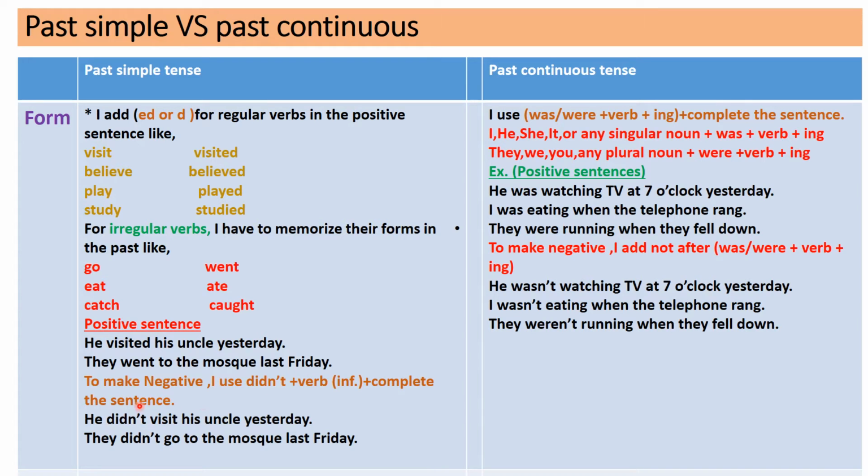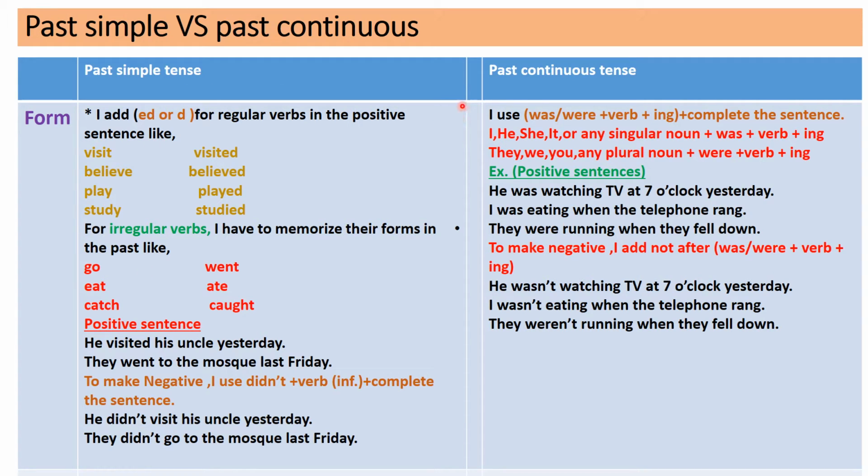To make a negative in the past simple, I use didn't. Then put your verb in infinitive. Then complete your sentence. He didn't visit his uncle yesterday. They didn't go to the mosque last Friday. So after didn't, you put the verb in infinitive.